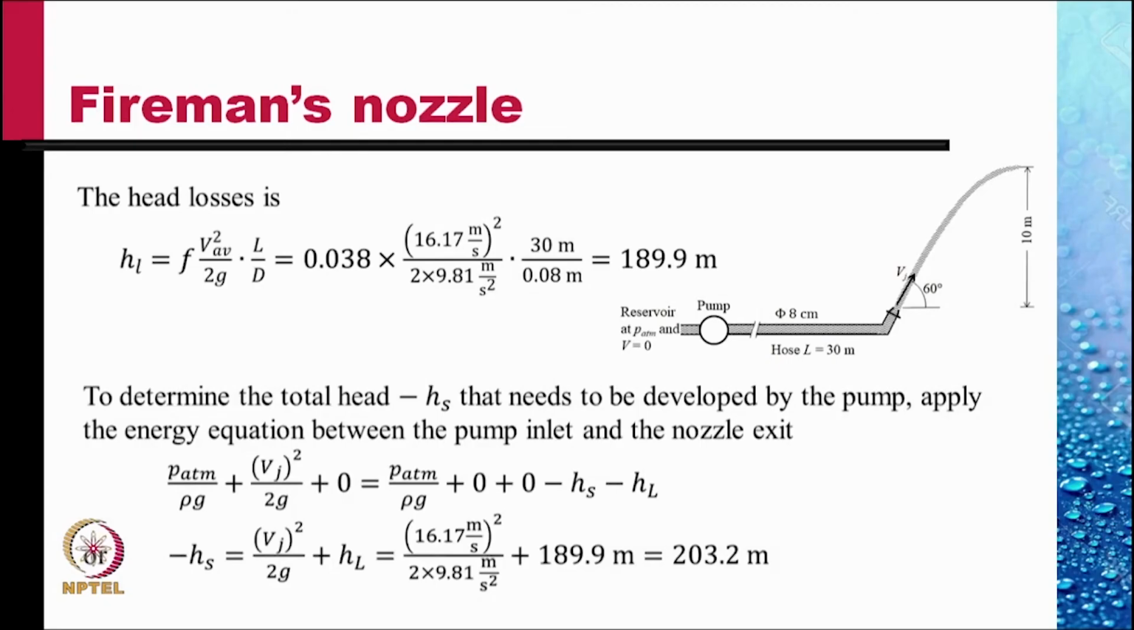To determine the total head, minus HS, that needs to be developed by the pump, negative because this is the work being done on the fluid. Apply the energy equation between the pump inlet and the nozzle exit, and we find that the head developed by the pump must be 203.2 meters. To just pump the water 10 meters in height, we need to develop a head of 203 meters.